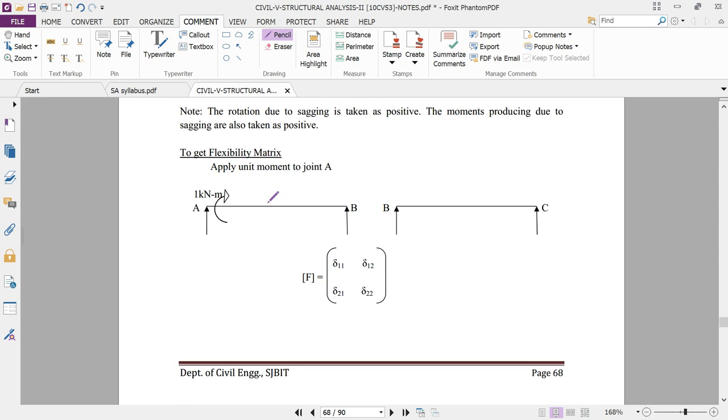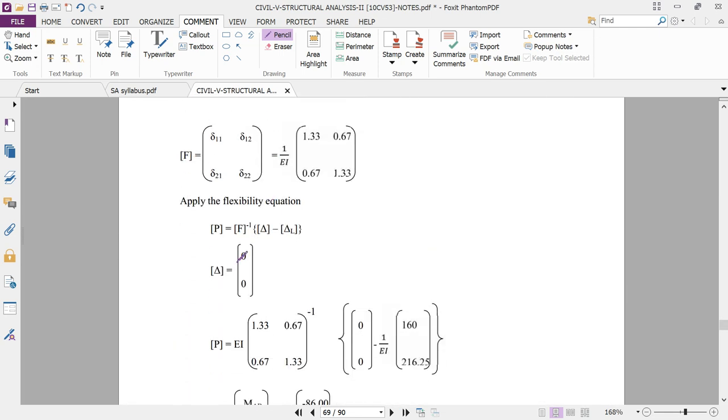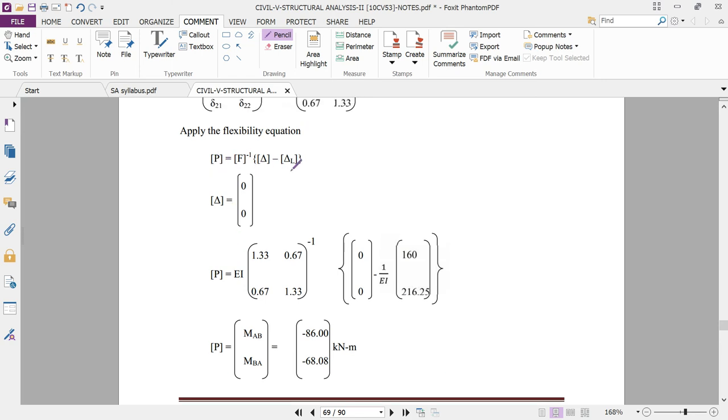Okay, so therefore directly we have to consider the value of delta as 0, 0. Now this is a particular matrix equation. So put all these values. So P is equal to EI [1.33, 0.67; 0.67, 1.33] inverse in bracket [0, 0], minus 1 by EI [160, 216.25].